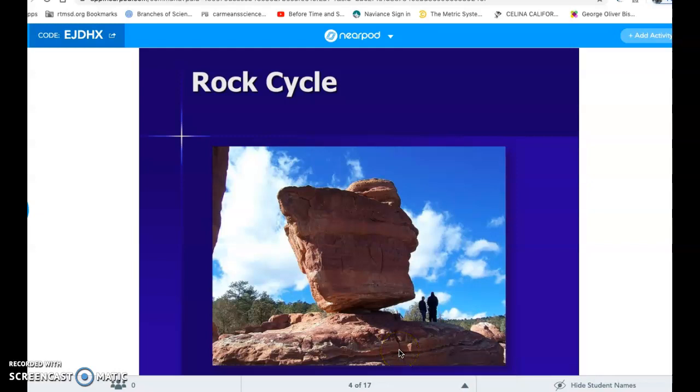Hey everyone, today we're going to talk about the rock cycle. Before we get into talking about the rock cycle and the types of rocks that make up the rock cycle, it's important to understand what rocks are made of. Rocks are made of minerals.